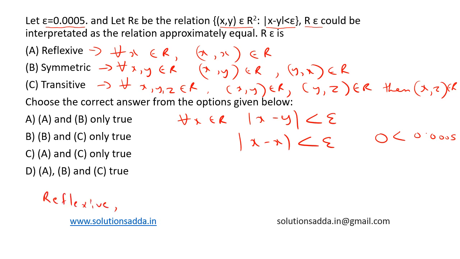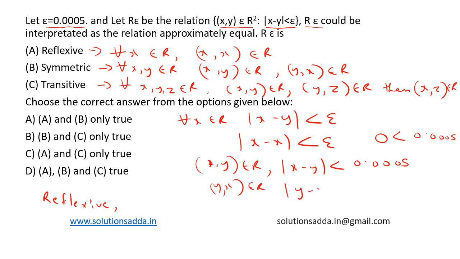Then let's consider the symmetric property. For any (x, y) belonging to the relation R, modulus of x minus y is less than 0.0005. Then it is symmetric if (y, x) also belongs to R. This will be true because modulus of y minus x will also be less than 0.0005, since we are taking the modulus. So the relation is symmetric also.